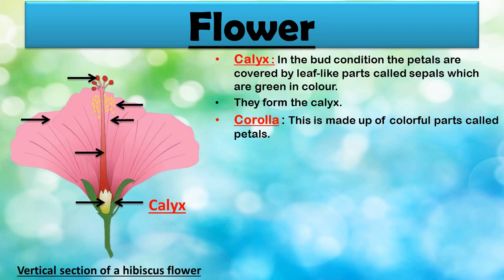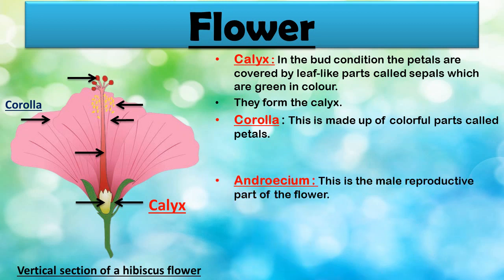So petals are brightly colored just to attract the pollinating agent. Now what are the pollinating agents? We will understand and discuss it later. Okay, now these are the corolla.